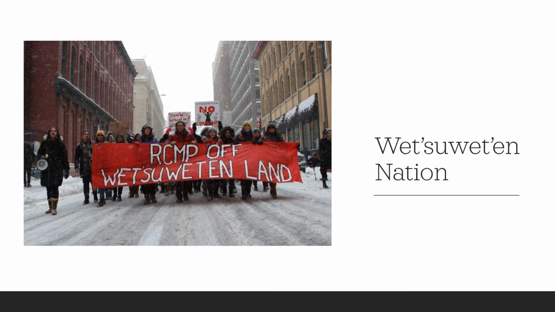An example of a current settlement that's going on is the Wet'suwet'en Nation settlement. The Wet'suwet'en Nation is located in northern British Columbia and is currently undergoing a land claims conflict regarding a coastal gas-linked pipeline crossing their territory.